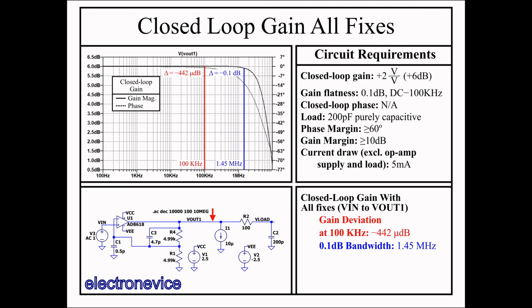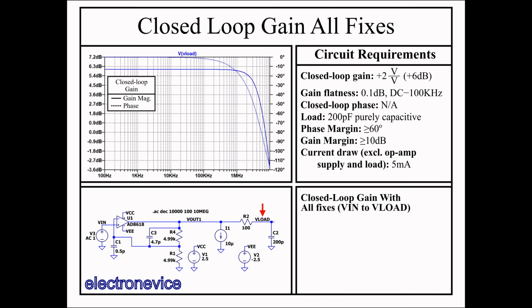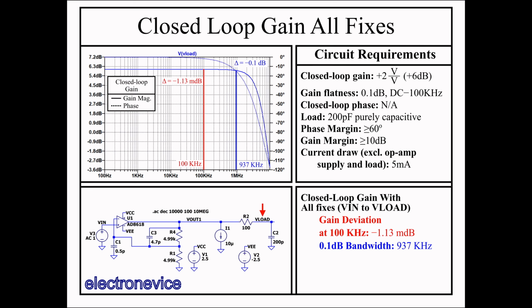However, the real test of our requirements is Vin to Vload, since that's what our load is actually seeing. Measuring at Vload, the gain deviation at 100 kHz is 1.13 millidB, so still much better than our requirement. And the 0.1 dB bandwidth is around 937 kHz, so slightly different from the Vout1 measurements, but still much better than our requirement. So we've successfully compensated this op-amp circuit.